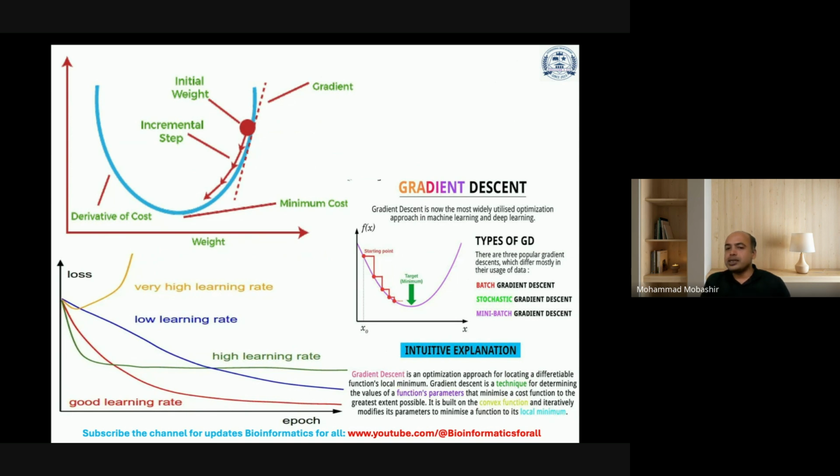Gradient descent is basically an optimization approach for locating a differentiable function's local minima. Gradient descent is a technique for determining the values of a function's parameters to minimize a cost function to the greatest extent possible, and it is built on the convex function and iteratively modifies its parameters to minimize a function to its local minima.